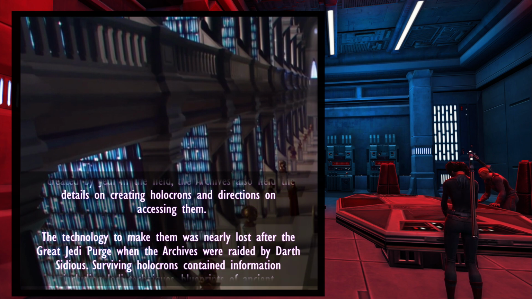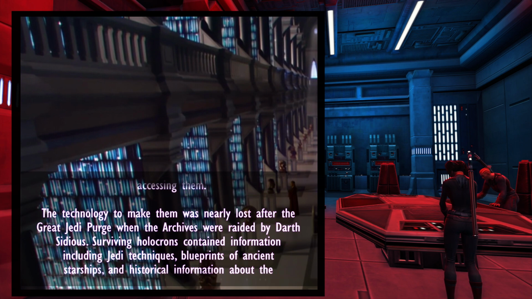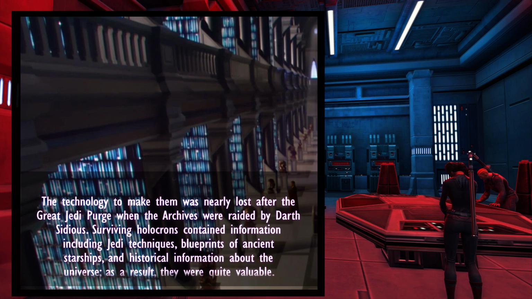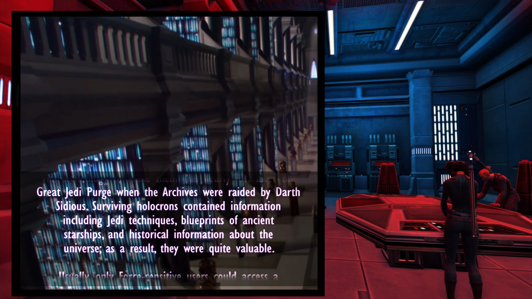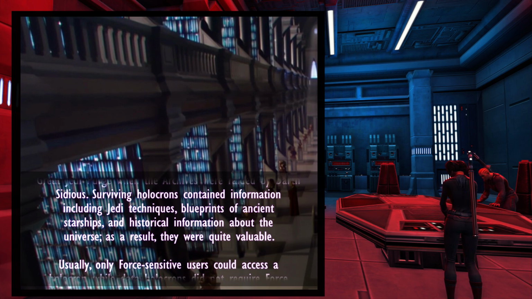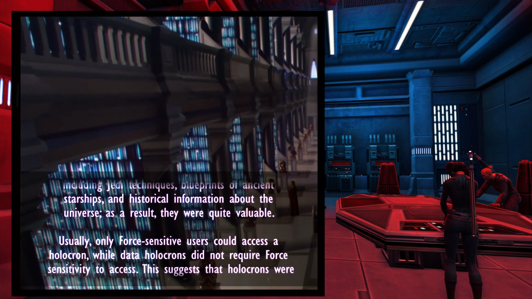The technology to make them was nearly lost after the Great Jedi Purge, when the archives were raided by Darth Sidious. Surviving holocrons contained information including Jedi techniques, blueprints of ancient starships, and historical information about the universe. As a result, they were quite valuable.